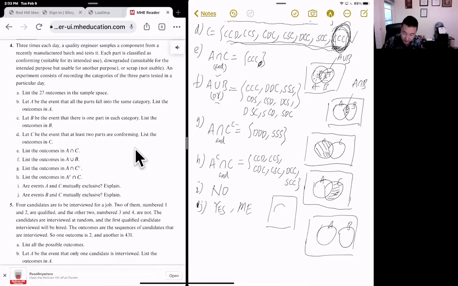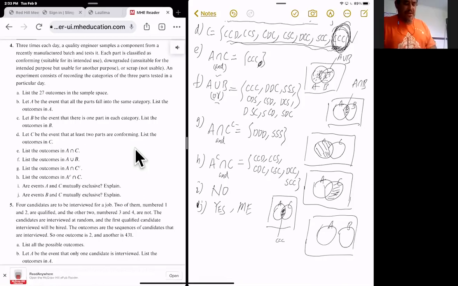Yes. If you draw the Venn diagram, this is circle A, this is circle C. Here they have something in common, which is CCC. So CCC belongs to the intersection of A and C. So they are not mutually exclusive. And B and C are mutually exclusive because they have nothing in common. Correct.